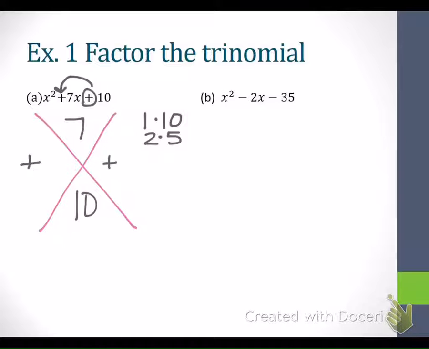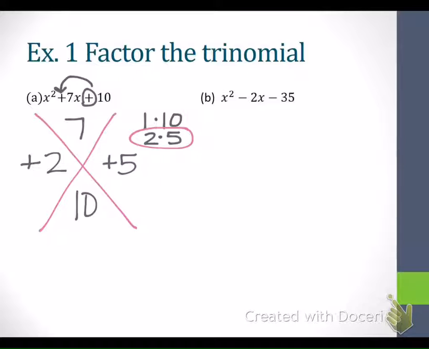Good job. Now, the question is, because my signs are the same, am I going to add these two numbers or am I going to subtract them? I'm going to add them. The signs are the same. So what 2 factors that I've listed can I add together and get 7? 5 and 2. Since my signs are the same, it doesn't really matter where I put the 2 and where I put the 5.